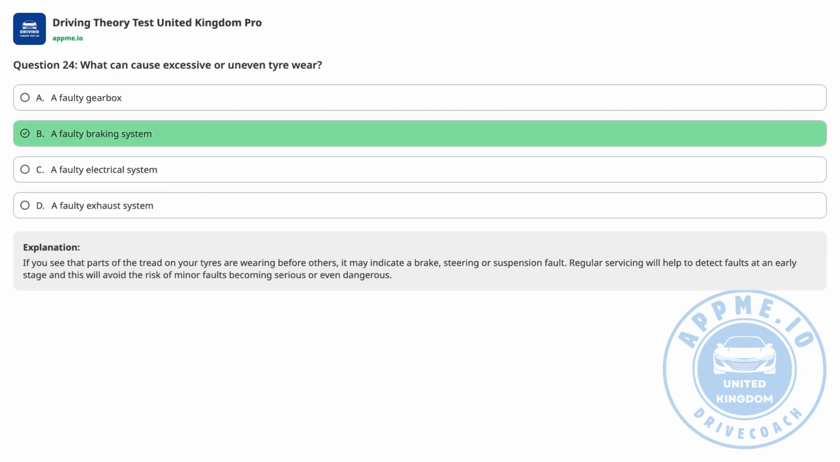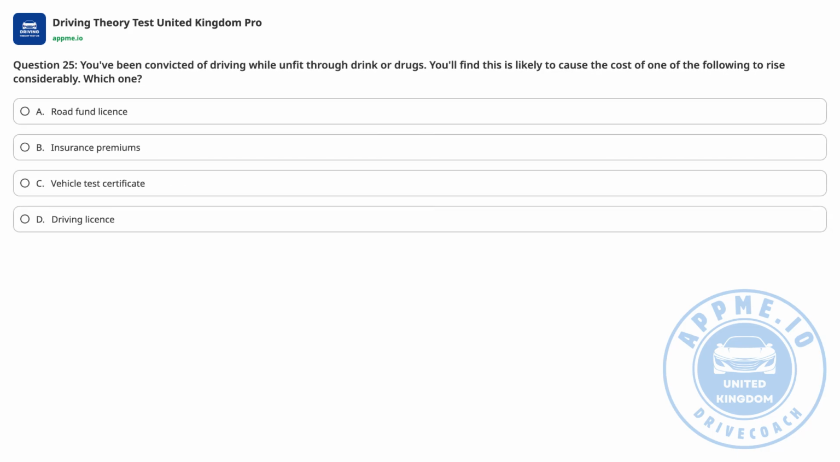The correct answer is B. Question 25. You've been convicted of driving while unfit through drink or drugs. You'll find this is likely to cause the cost of one of the following to rise considerably. Which one? A. Road fund license. B. Insurance premiums. C. Vehicle test certificate. D. Driving license.